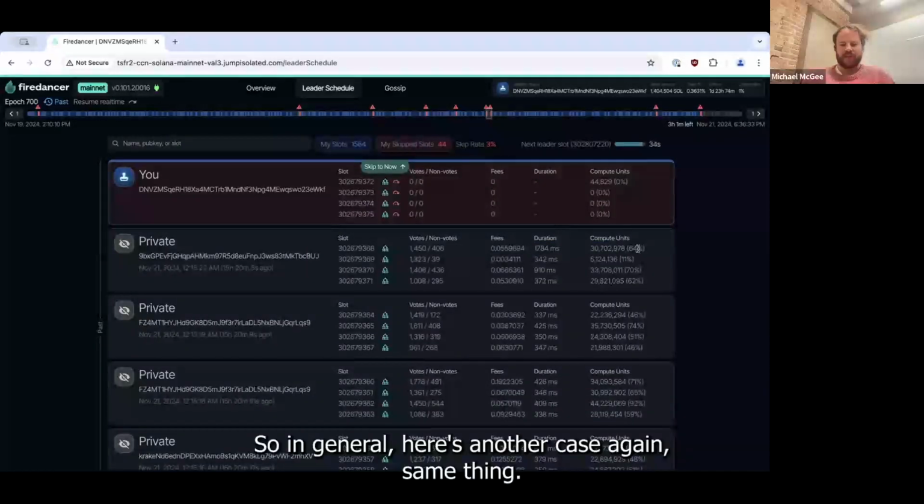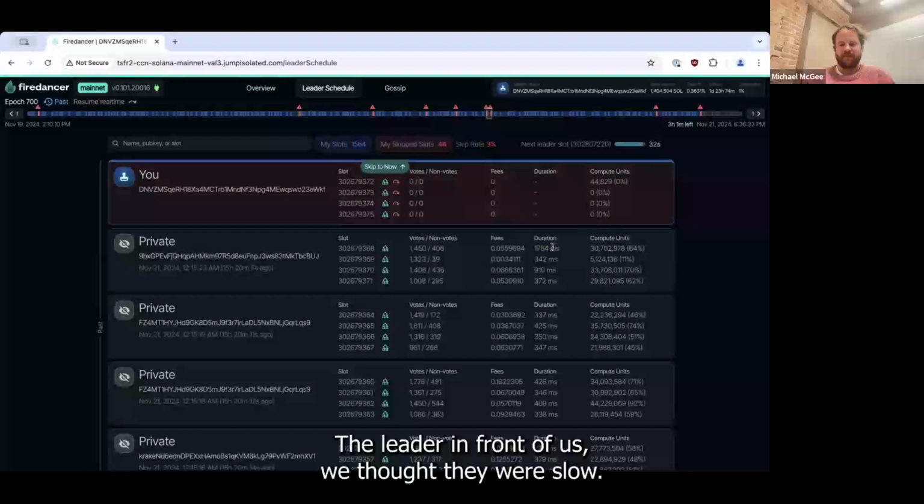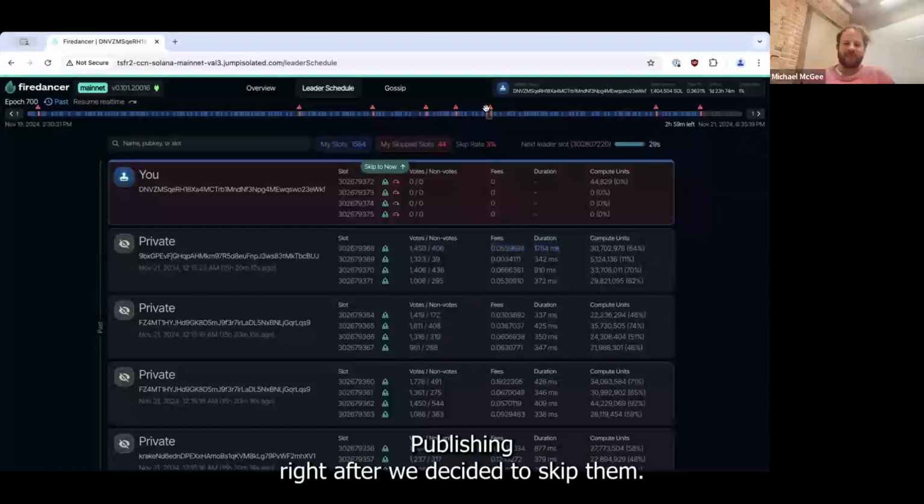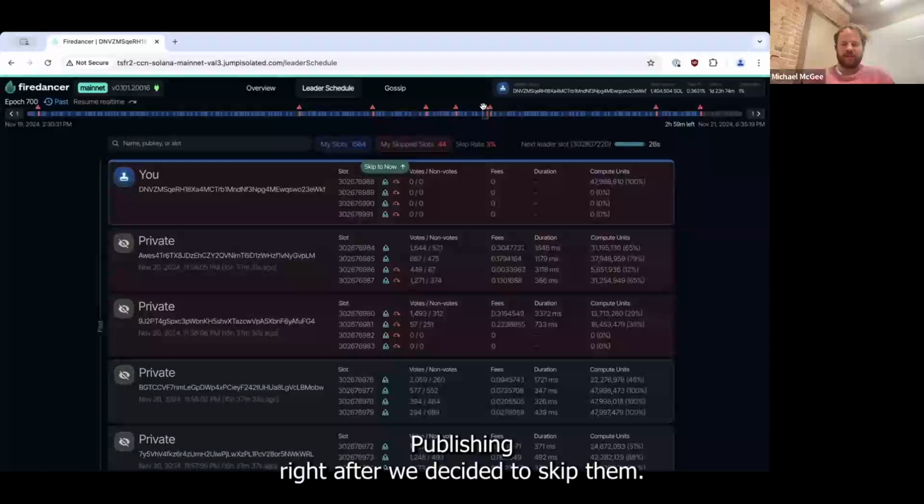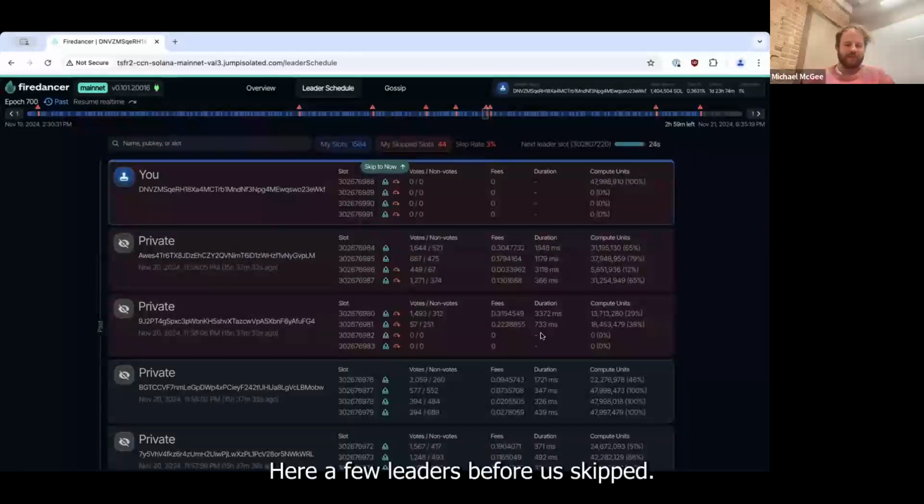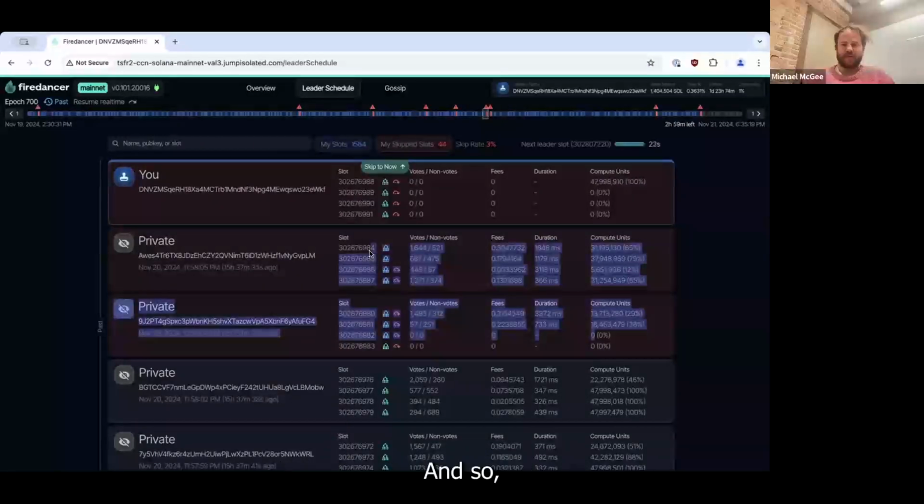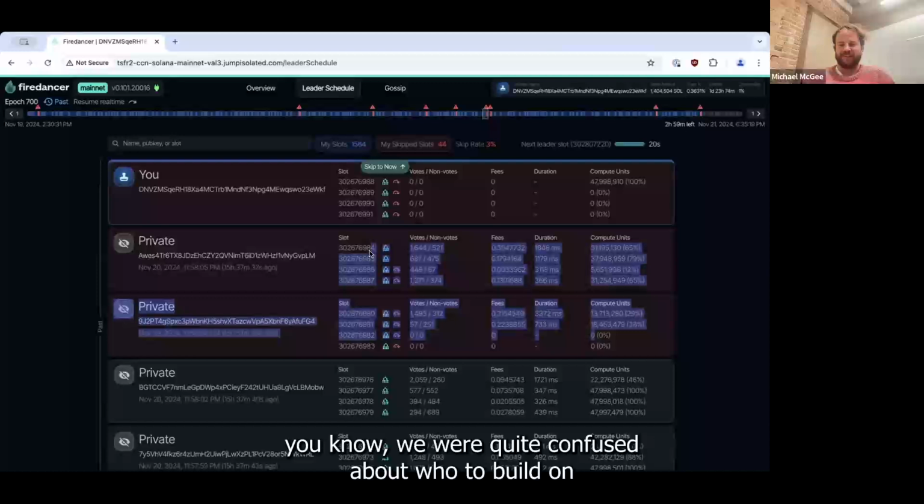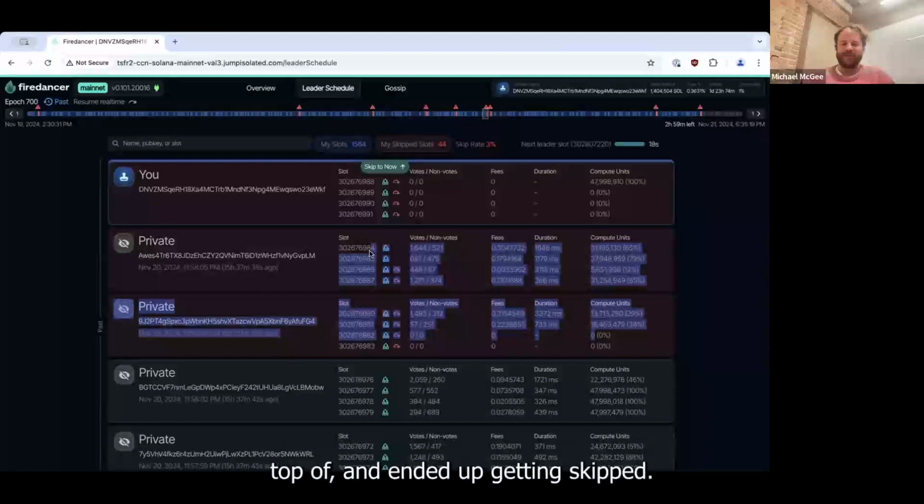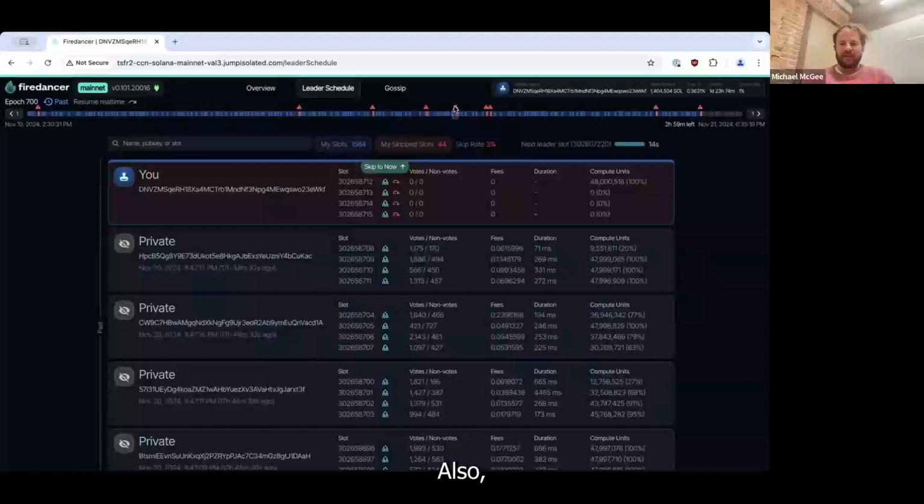So in general, here's another case. Again, same thing. The leader in front of us, we thought they were slow. They ended up publishing right after we decided to skip them. Here, a few leaders before us skipped, and so we were probably quite confused about who to build on top of, and ended up getting skipped also.